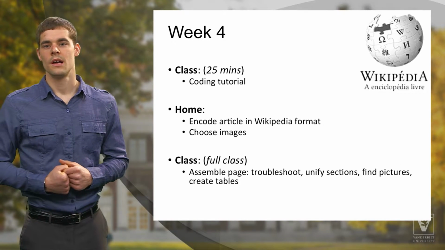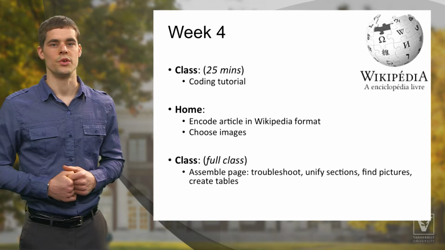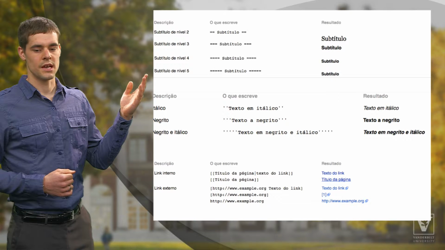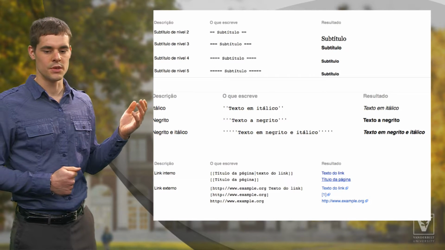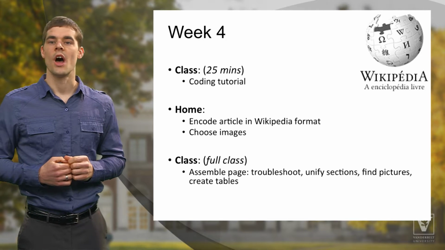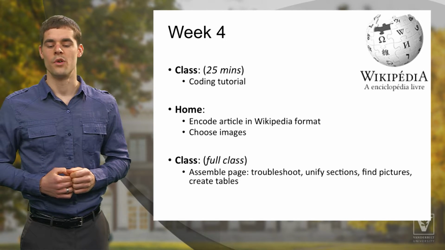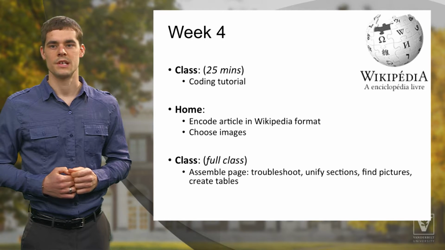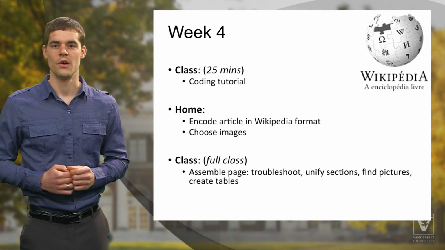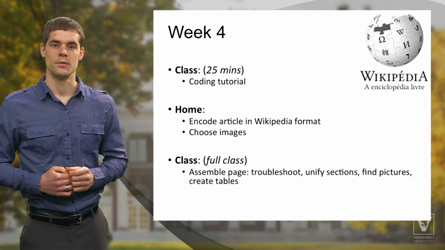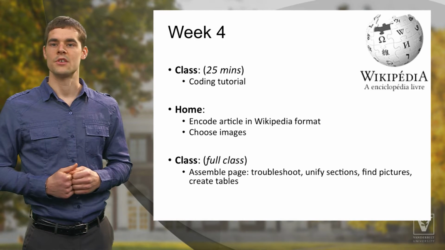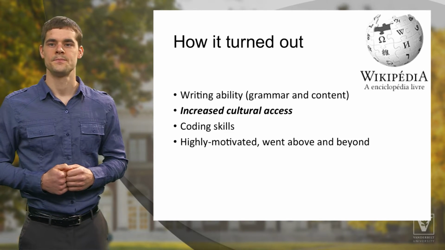Finally, in week 4, I prefaced their homework by a short coding tutorial that showed some aspects of basic coding in Wikipedia, such as style like italics, bold, as well as internal page links. And then students at home encoded the article in the Wikipedia format and chose images to enrich their sections. And then in class, we assembled the page. We did some troubleshooting of code, and for the most part, students were able to troubleshoot their own code and help each other out. We unified the sections, found extra pictures, and created tables.